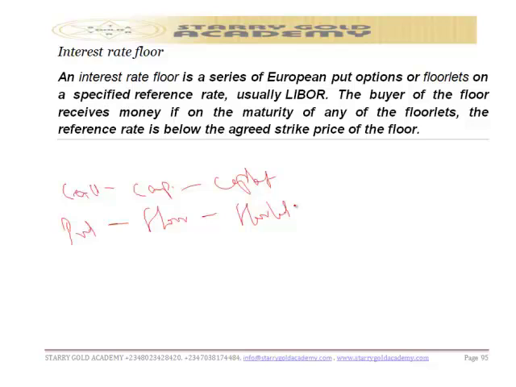Now, an interest rate floor is the opposite, or the mirror image, of an interest rate cap. An interest rate floor is a series of European put options, or floorlets, on a specified reference rate, usually LIBOR. The buyer of the floor receives money if, at the maturity of any floorlet, the reference rate is below the agreed strike rate. Now, let's look at it from this perspective so you can get it clearer. Remember, under call and put options, we said the value of a put option is strike rate minus exercise rate.